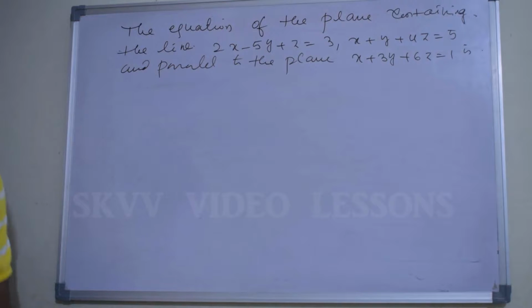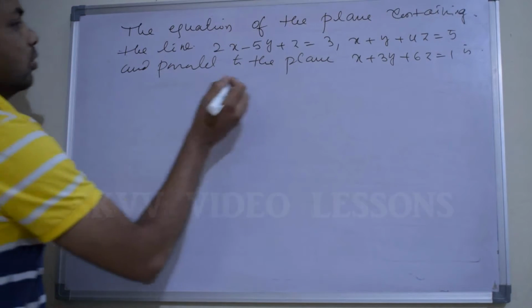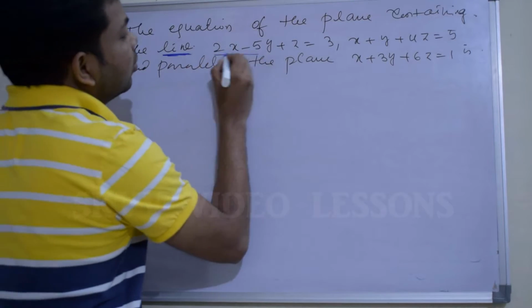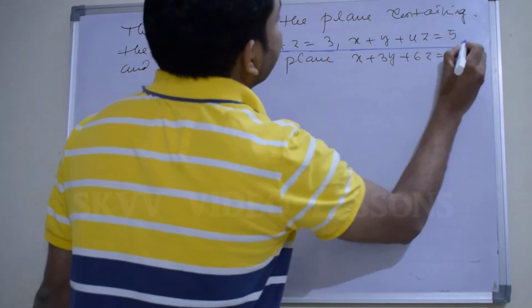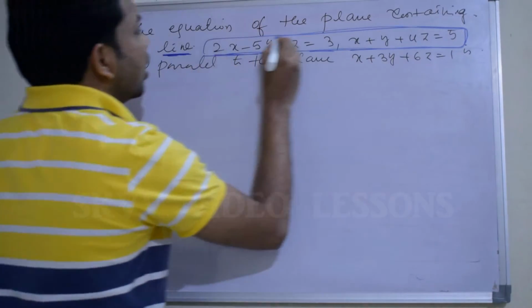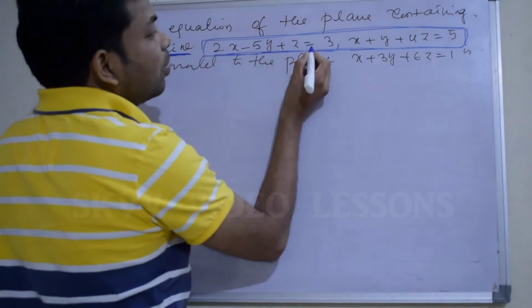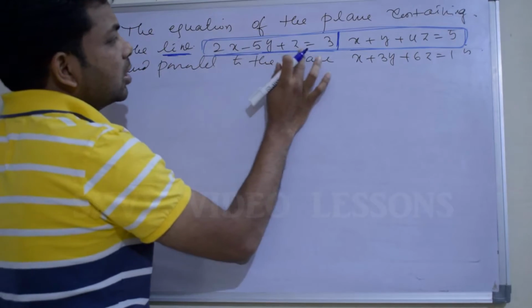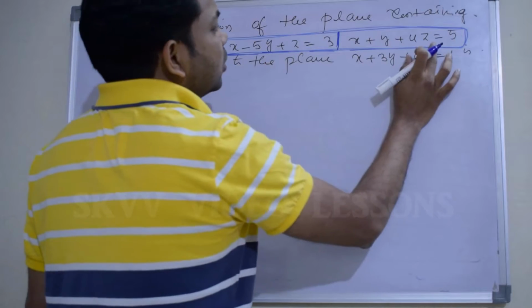Now, what I will do for this problem, you see carefully, what is he saying? Line. Do you know this is a line? If you know already, there will be no problem, actually it is a line. Whenever we write two planes, if you see separately, 2x minus 5y plus z is equal to 3, x plus y plus 4z is equal to 5.